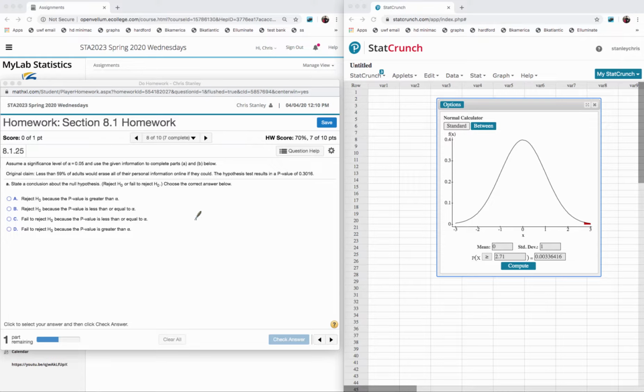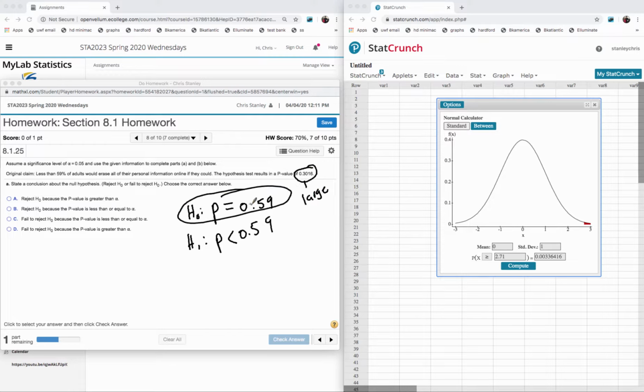Okay, so less than 59%. That means your null hypothesis is that it's equal to 59%, and your alternative is where the less comes in. Now they take a sample. Oh, they got a p-value. Good. So the p-value is large. If the p-value is high, the null will fly. So we're not going to reject this. So this should be a fail to reject because the p-value is greater than alpha.